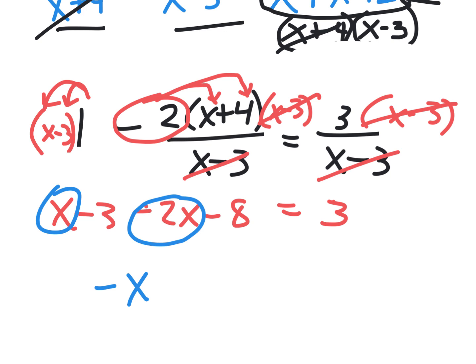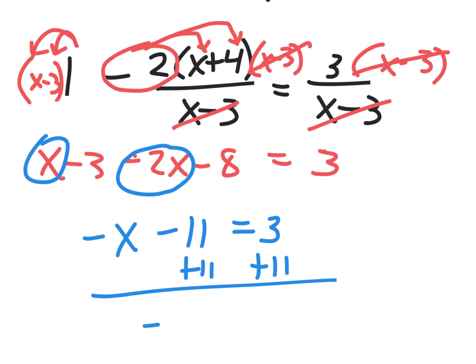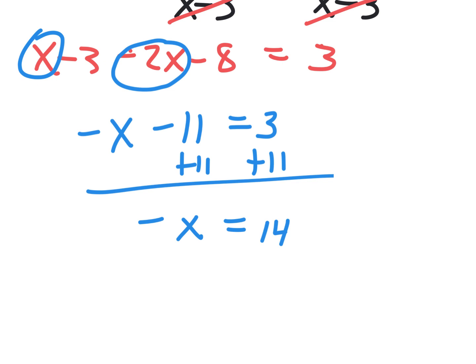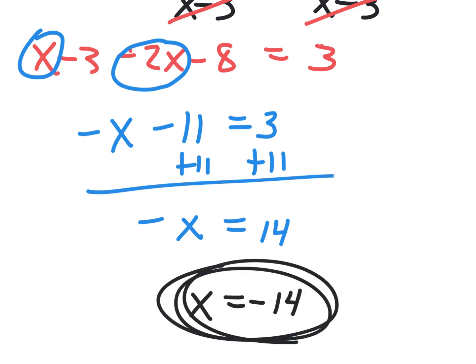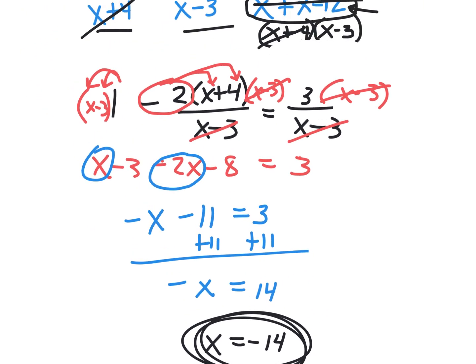-x minus 11 equals 3, adding 11 to both sides. -x equals 14. So at the end, you can multiply by a negative or divide by a -1, and you get x equals -14. Who had it before I did? Sweet. If you made a mistake, I would bet it was this making a -x.